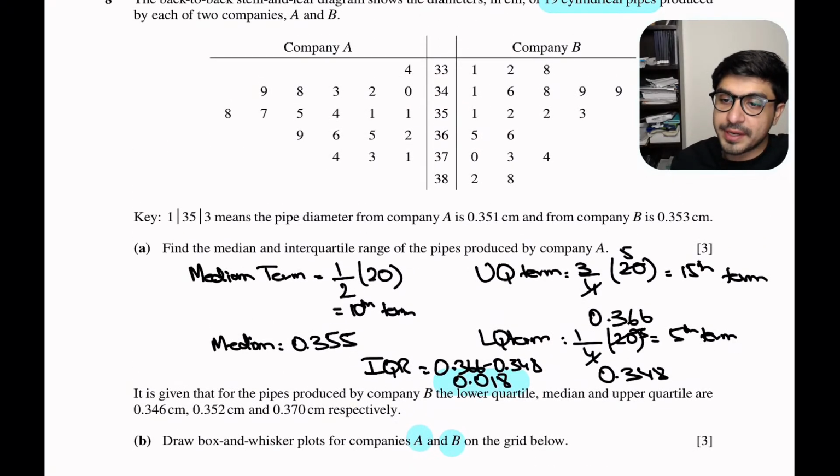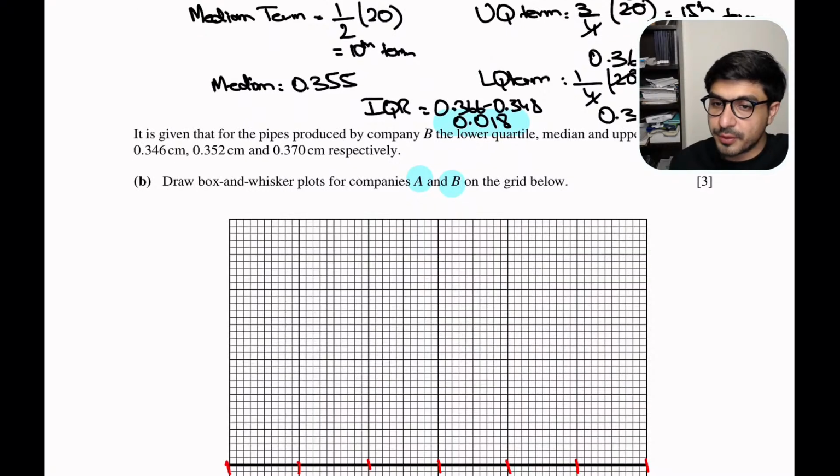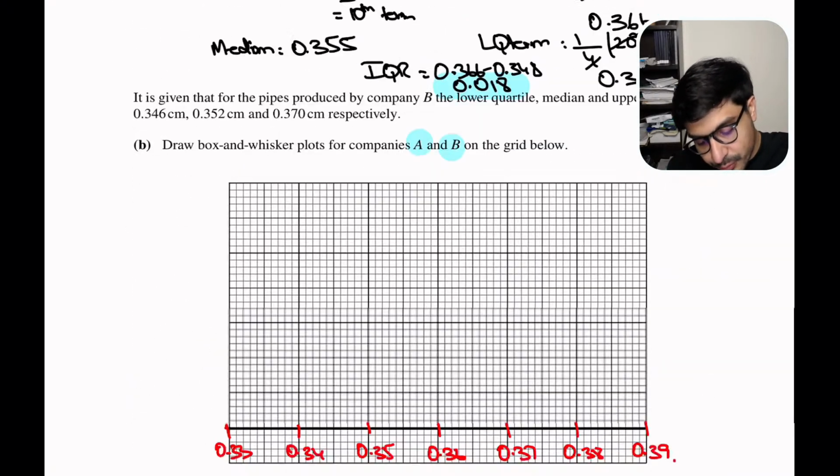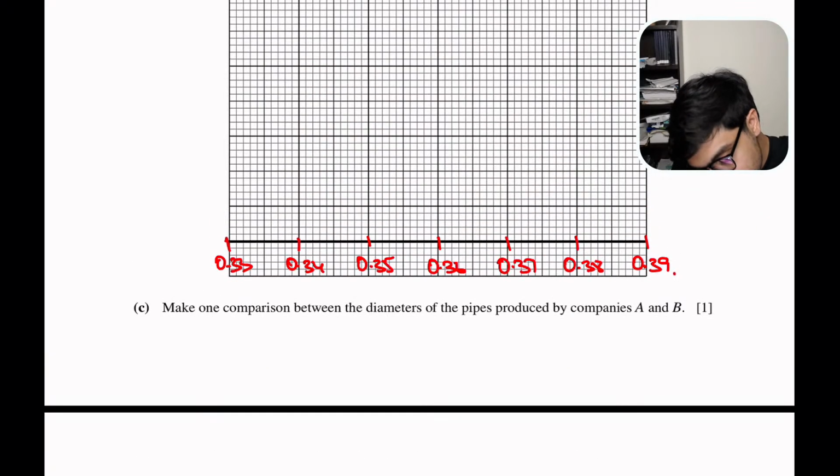So let's draw company B first of all. For B, what is the minimum value? It's going to be 0.331, right? So 0.331 is going to be somewhere over here. All right, so 0.331 is here, and this is how it is supposed to be done.